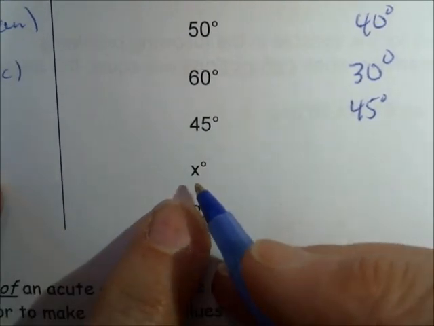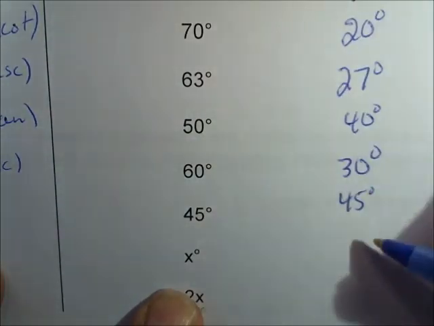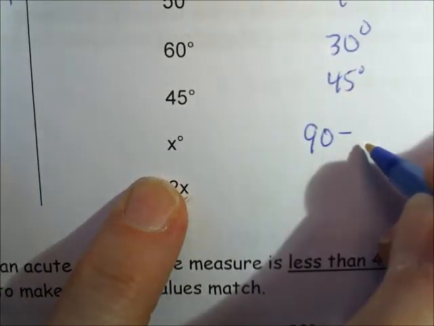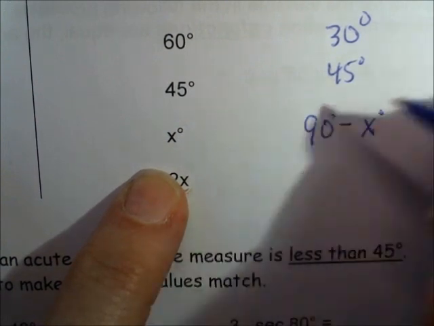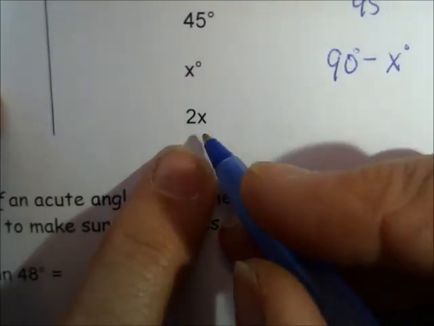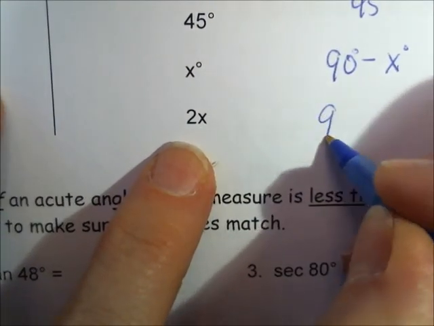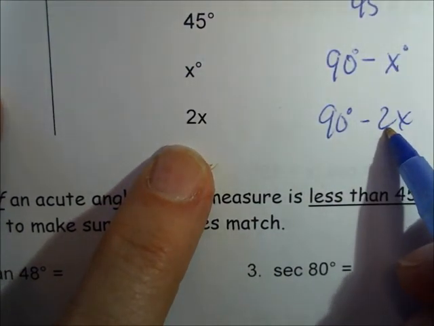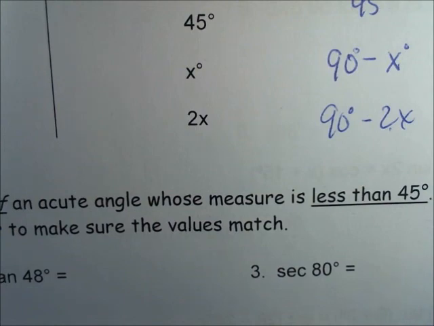What if you're given x? Well, how did we figure out all of these complements? All we did was we said 90 minus whatever this angle is. So 90 minus x, 90 degrees. And what's the complement of 2x? It's just 90 minus 2x. So whatever you're given, the complement is subtracted from 90.